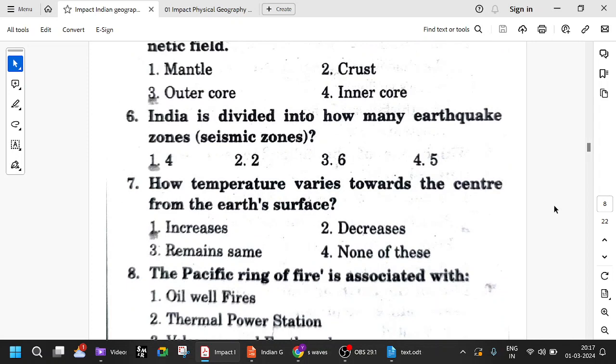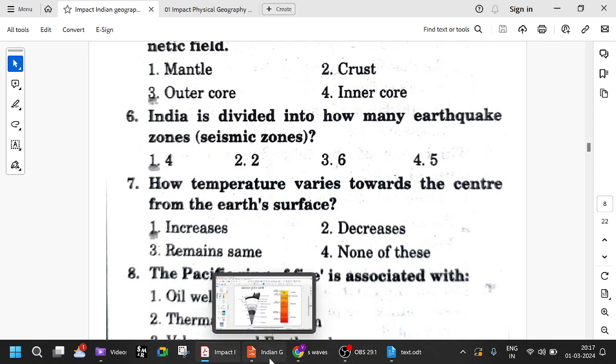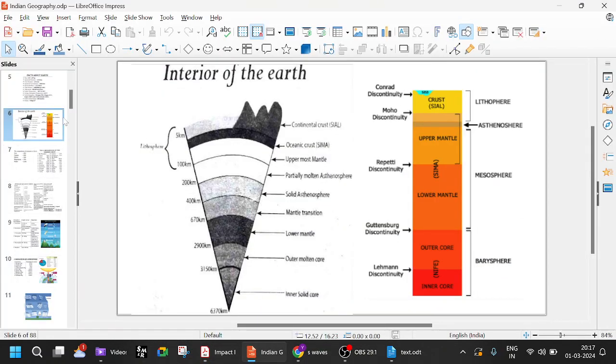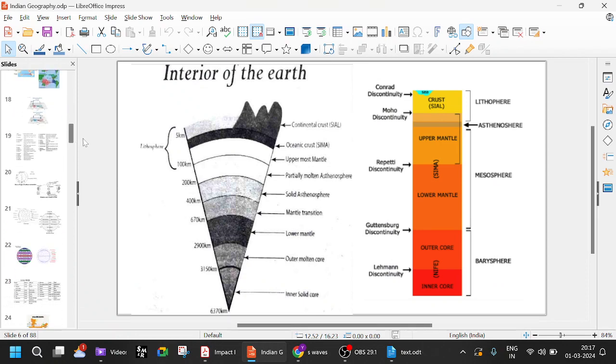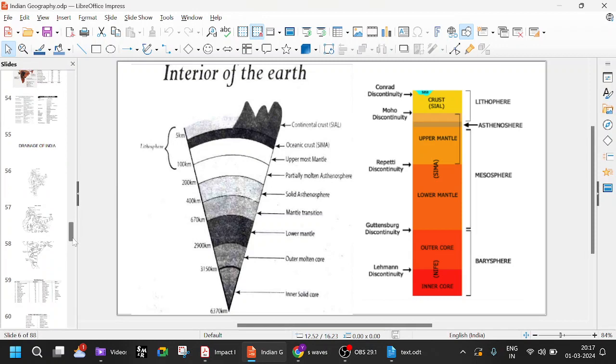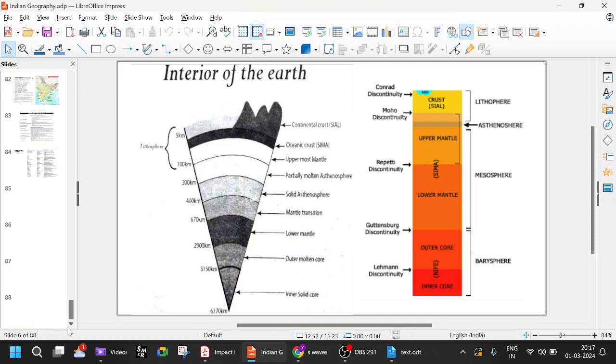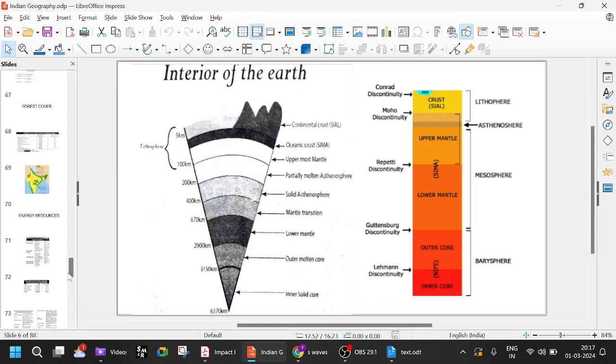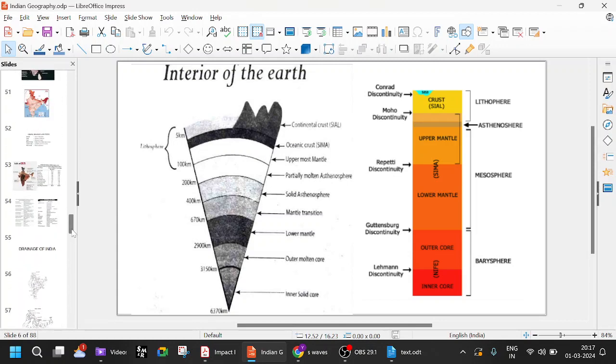So India is divided into how many earthquake zones? Okay, so this is a frequently asked question. It was asked many times in regards to Andhra also. So how many earthquake zones does Andhra Pradesh have? Okay, how many? There are basically four zones.